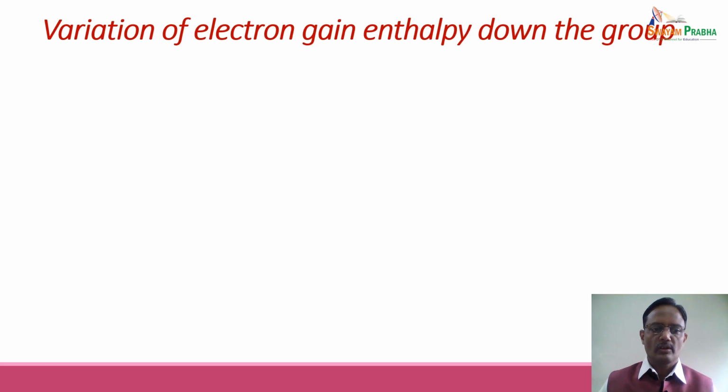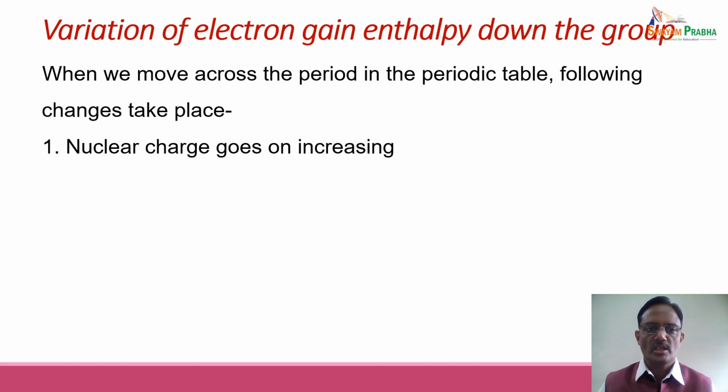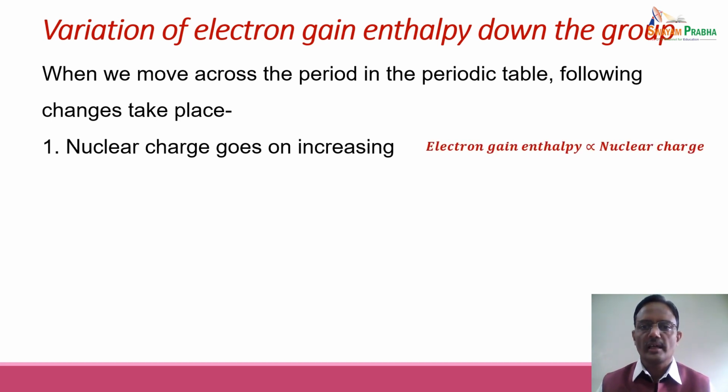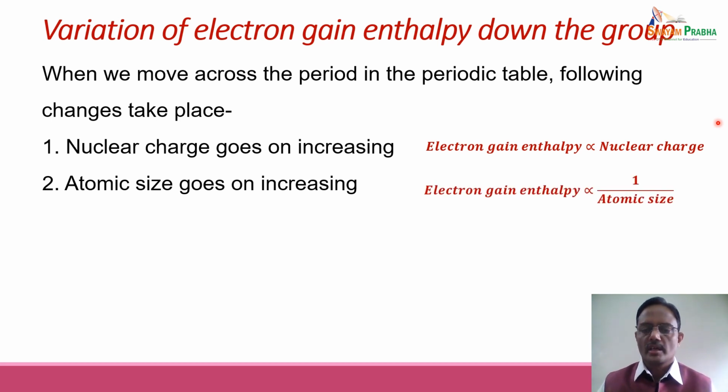Coming to the variation of electron gain enthalpy down the group. So when we move from top to bottom down the group, again certain variations take place. The first variation is the change in nuclear charge, which goes on increasing continuously. And since the nuclear charge is increasing, it is expected that electron gain enthalpy should go on increasing. However, at the same time, the atomic size goes on increasing down the group, and we know that atomic size has an inverse effect on electron gain enthalpy. Hence, one factor is favoring an increase in the electron gain enthalpy, whereas the second factor is favoring a decrease in the electron gain enthalpy.